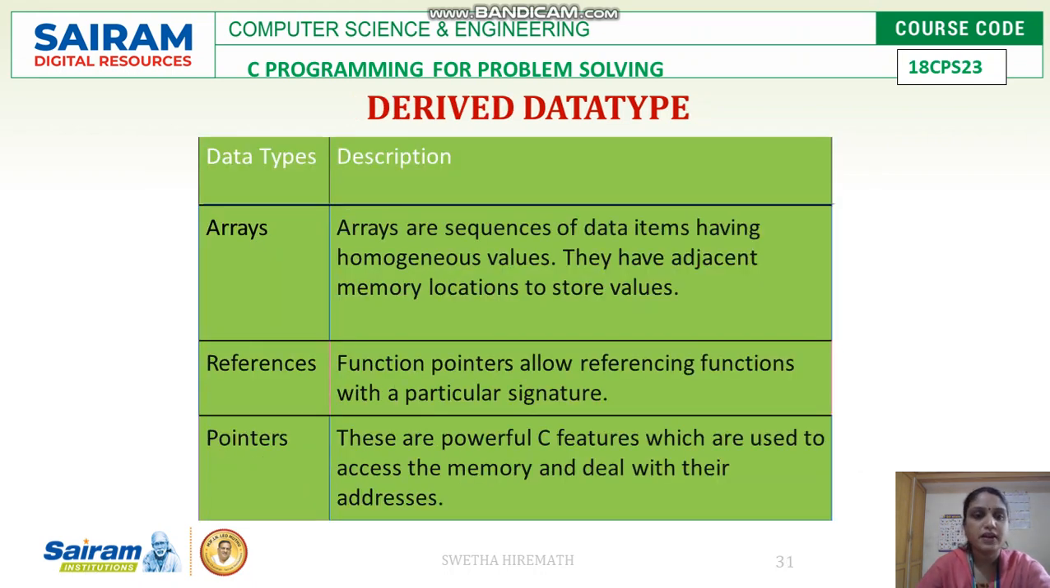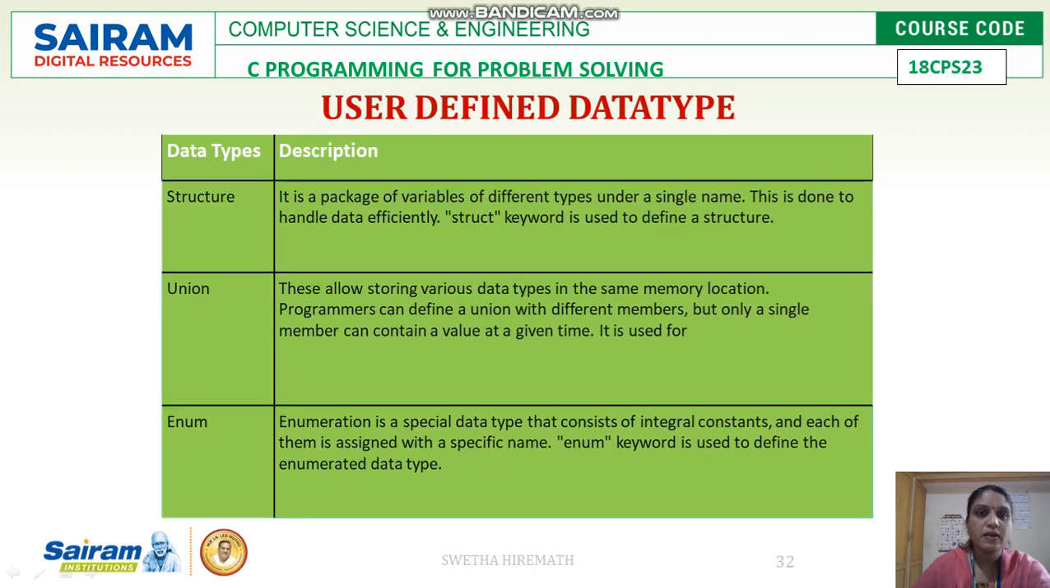Coming to the derived data types, arrays, references, and pointers are the different types of derived data types which we have. This we will be studying in the third module. About arrays, we are going to study in the third module. Coming to the user-defined data types, different user-defined data types are structure, union, and enumerator. These user-defined data types we are going to study in the fifth module of our subject.